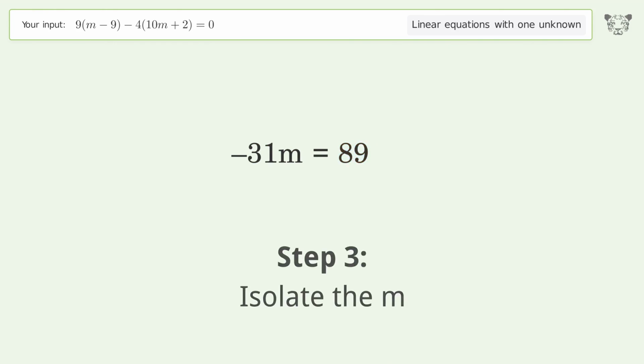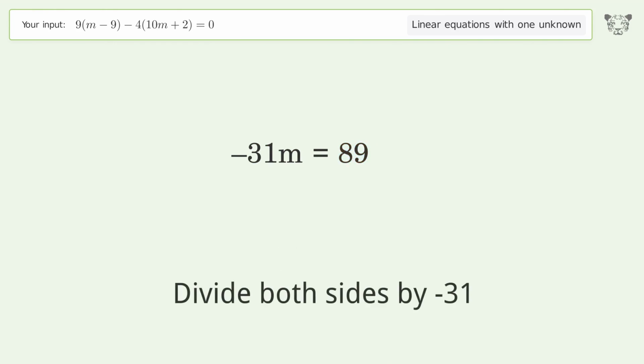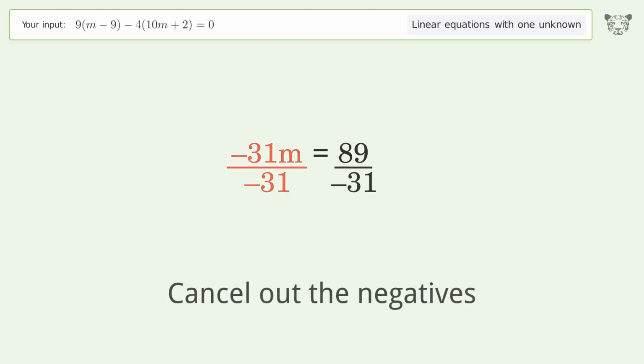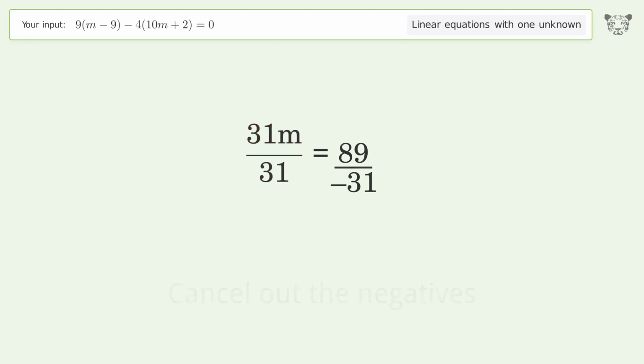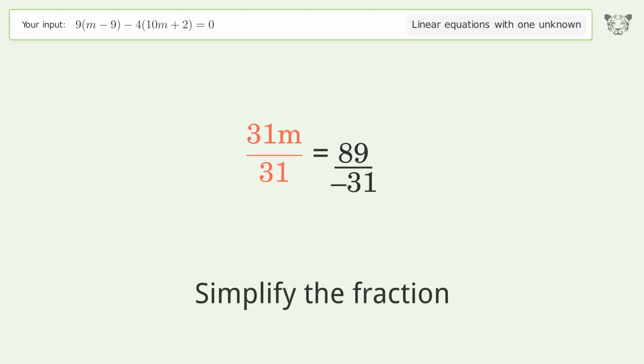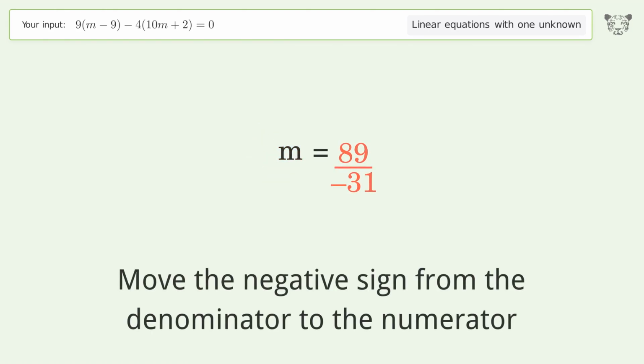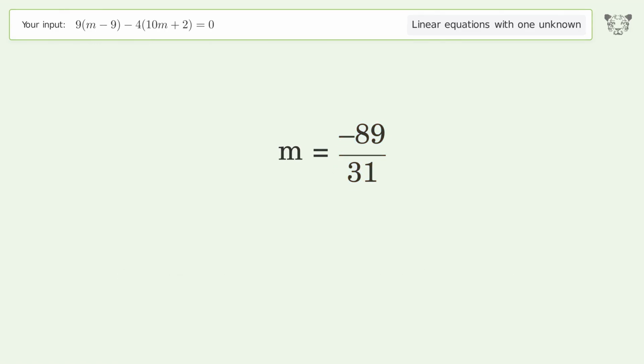Isolate the m. Divide both sides by -31. Cancel out the negatives. Simplify the fraction. Move the negative sign from the denominator to the numerator. And so the final result is m equals -89/31.